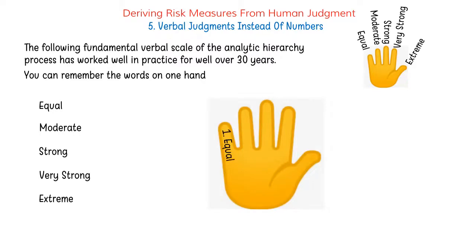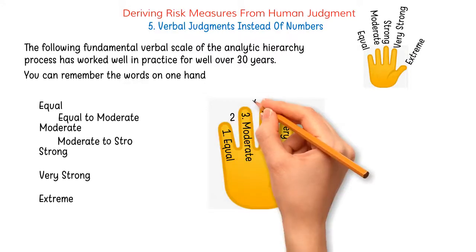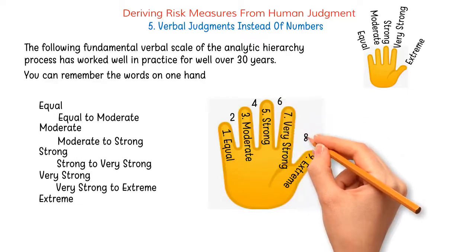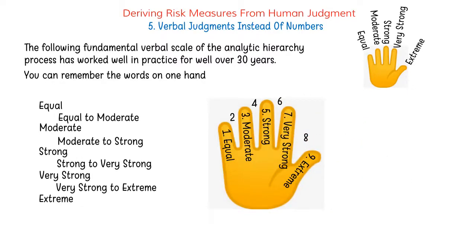One, equal, 3, moderate, 5, strong, 7, very strong, 9, extreme, with intermediate values of 2, 4, 6, and 8, between the 5 words of the scale.